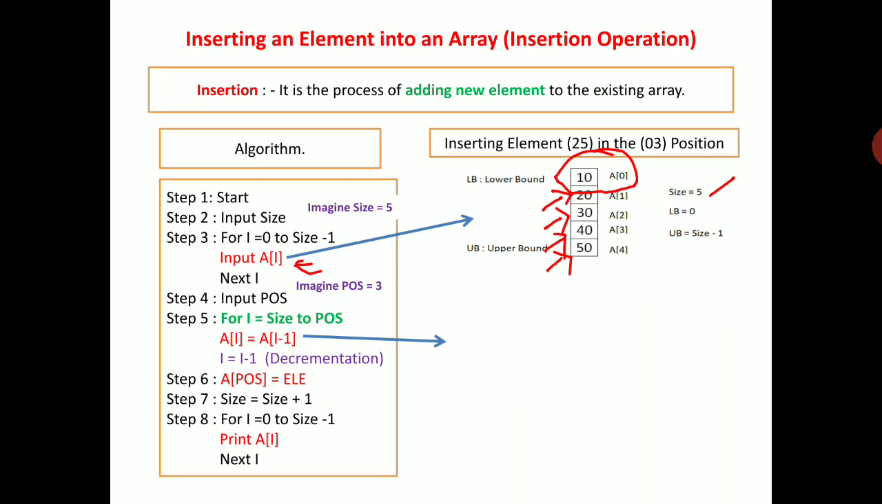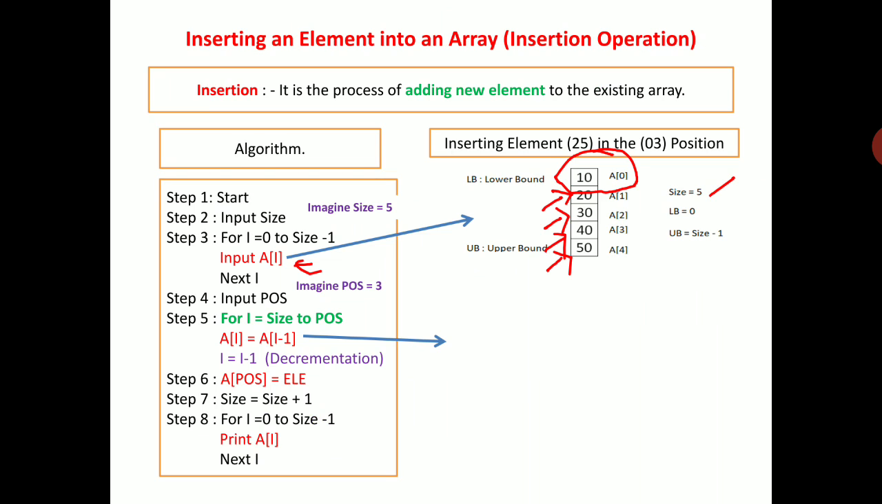Where are they stored? 10 is stored in a of 0 location, 20 in a of 1, 30 in a of 2, 40 in a of 3, and 50 in a of 4. In the third step, we just input an array of 5 elements. Its lower bound is 0, its upper bound is 4 and its size is 5. Then for the insertion process, from step 4 onwards, the process of insertion starts.